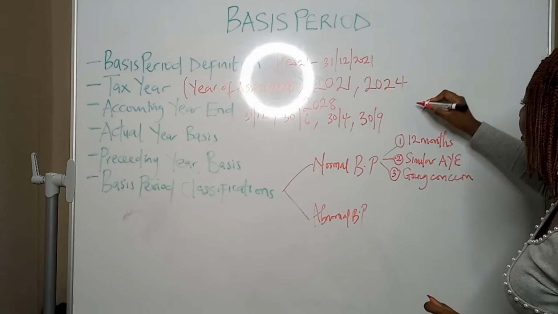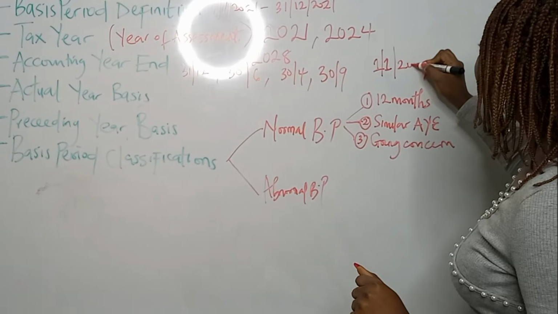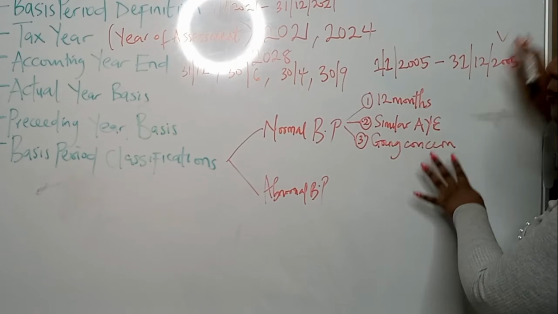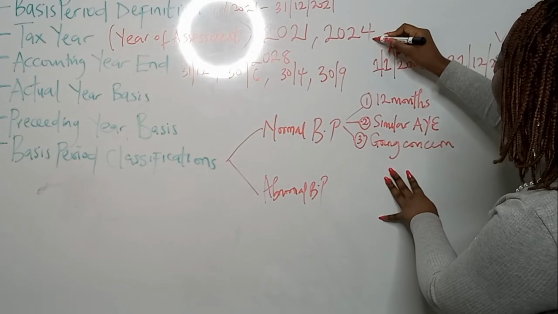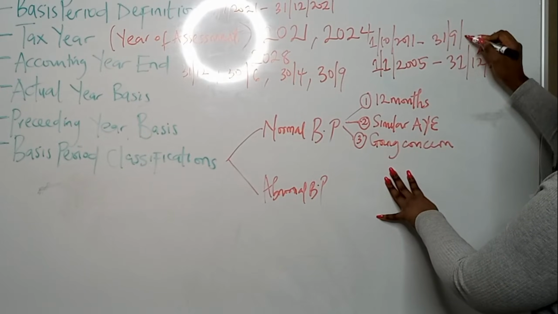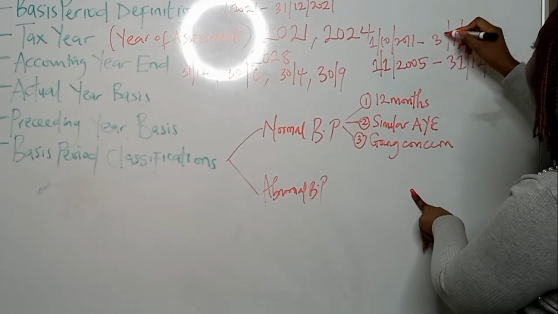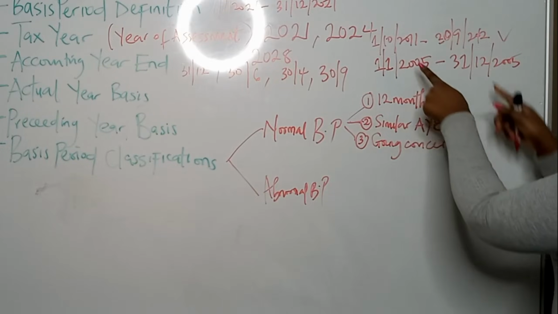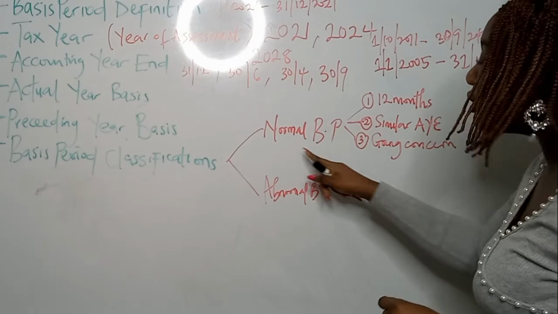Let's say, for example, 1st of January, I'm just starting easy. 1st of January 2005 to 31st of December 2005. This is a normal basis period because it has 12 months in it, not because it's starting on 1st of January. Another example is 1st of October 2011 to 30th of September 2012. 30th of September is 30 days. So it has 12 months in it, and that makes a normal basis period. That's one feature that makes a normal basis period.